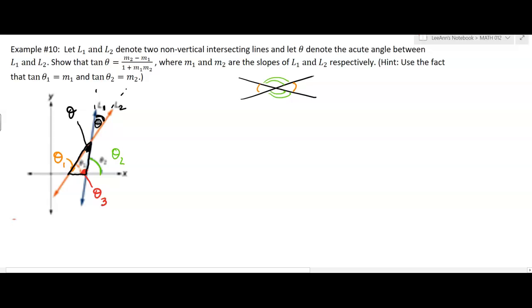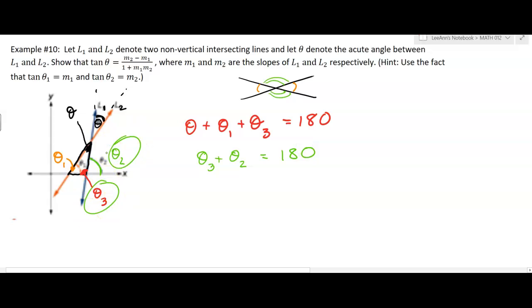Now, there's a lot in this diagram. If I take the three angles of my triangle, which I have drawn in black, theta plus theta sub 1 plus theta sub 3 has to equal 180 degrees, right? Those are the three angles of the triangle, and they have to equal 180. I also know that theta sub 3 plus theta sub 2 also equals 180, because those are supplementary angles. This one here and this one here are on the x-axis and they're supplementary, so they have to add up to 180.